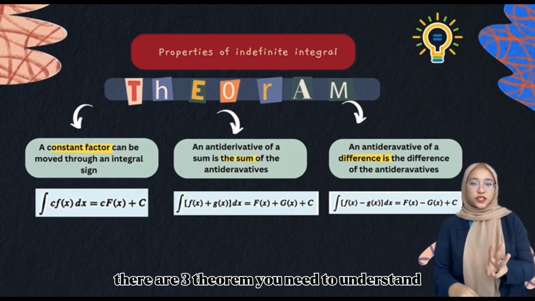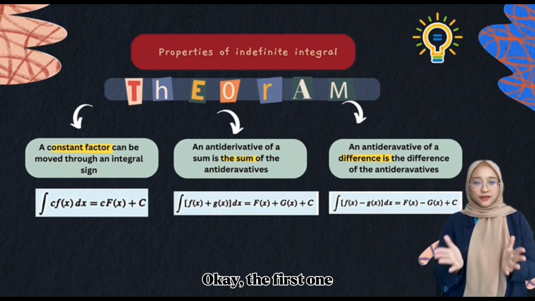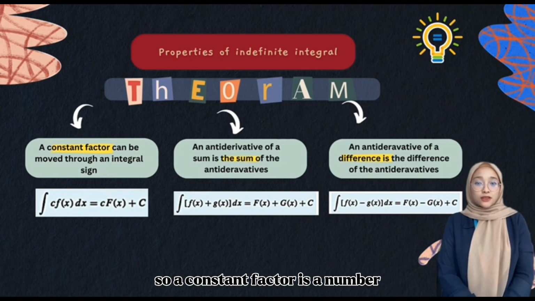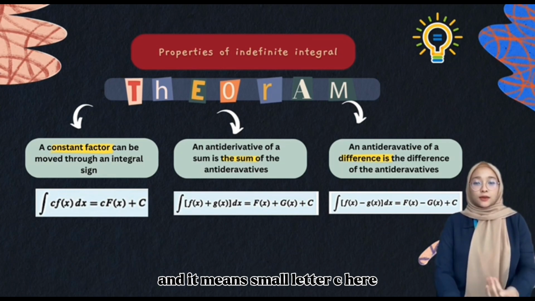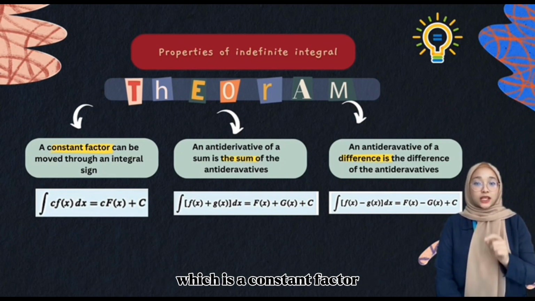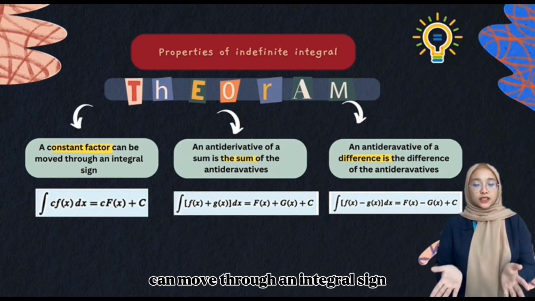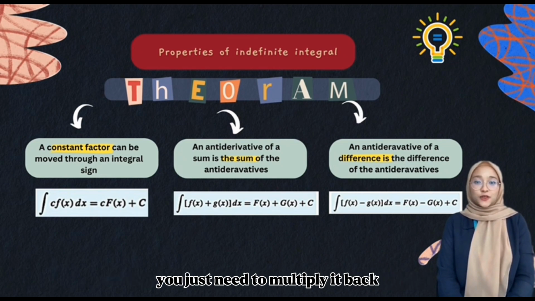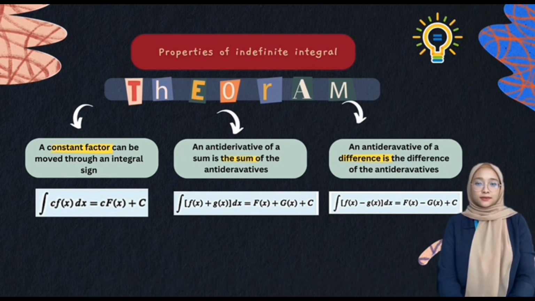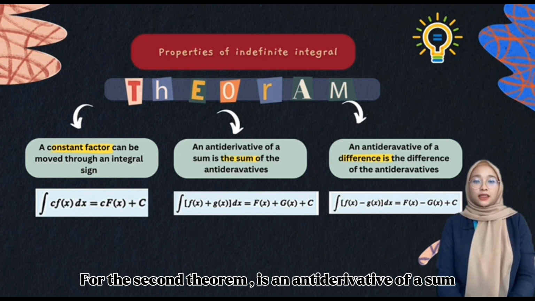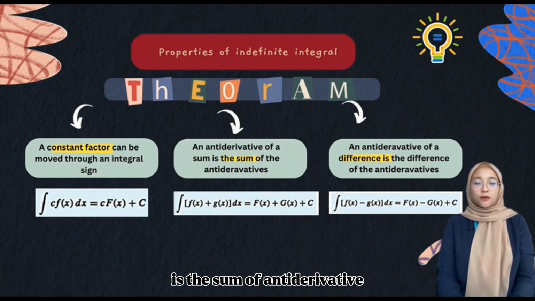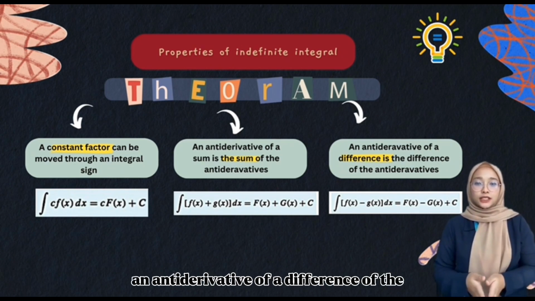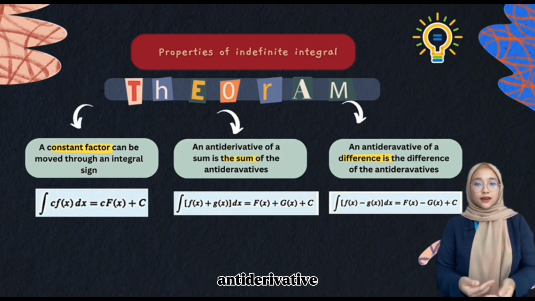Okay, so I will continue with the properties of indefinite integral. So basically, there are 3 theorems you need to understand. The first one, a constant factor can move through an integral sign. A constant factor is a number, and it means small letter c here, which is a constant factor, can move through an integral sign. And after you complete the integration process, you just need to multiply it back. The second theorem is that an antiderivative of a sum is the sum of antiderivatives. And the third theorem is that an antiderivative of a difference is the difference of antiderivatives.